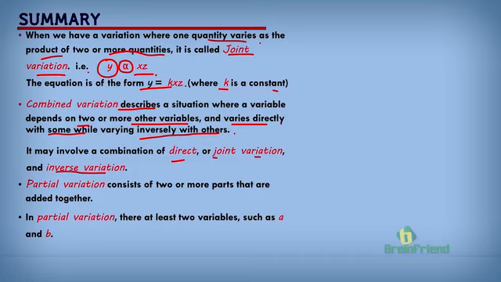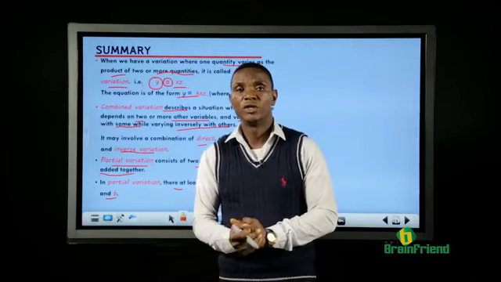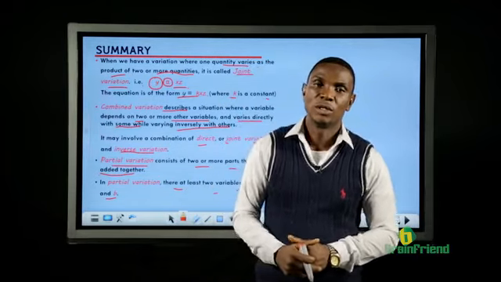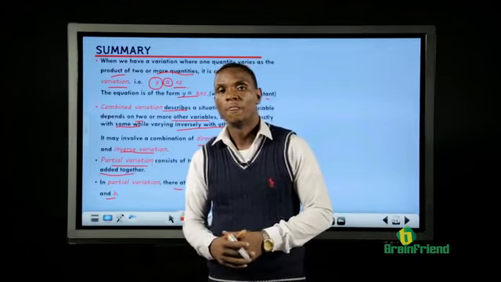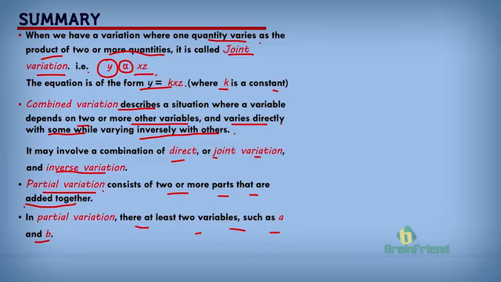And lastly, we learned about the partial variation. We said it consists of two or more parts that are added together. In partial variation, we said there are at least two variables such as A and B. Of course, we've become familiar with A and K. Those are the variables we chose to use. Of course, in each of these variations, we did calculations on how to find answers to questions in joint variation, combined variation, and partial variation. I'm sure you had a nice time.